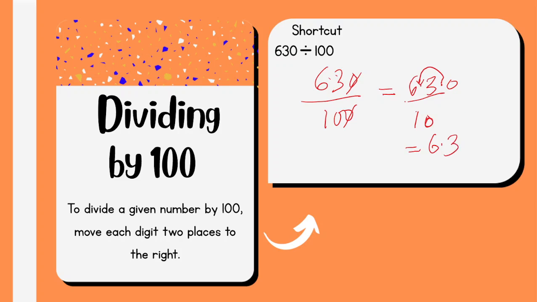So with 630, 630 is the same thing as 630.0. We have 2 zeros in 100, so we're going to move the decimal point twice to the left: 1, 2. That will give us 6.30, the same thing as 6.3. I hope this is clear, right? Okay, if that is the case, we move to the next stage, and that is it on dividing by 100. The next one is to see how we can divide by 1,000.